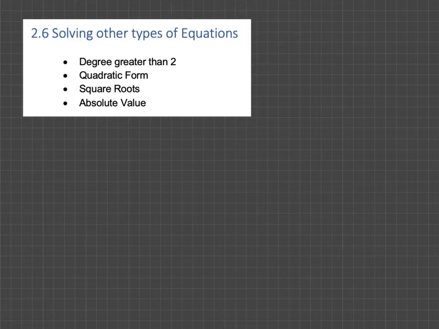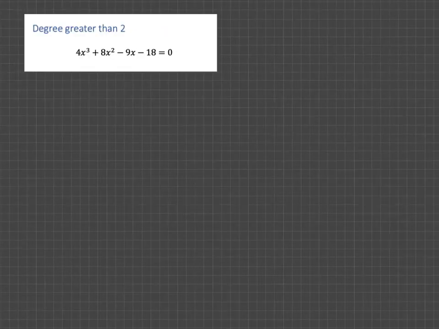We're going to look at equations that have a quadratic form. That means that they kind of look like they're quadratic, but they might have a different degree than 2. We're also going to look at equations that have square roots in them and equations that have absolute value. So let's start with this equation that has a degree greater than 2.